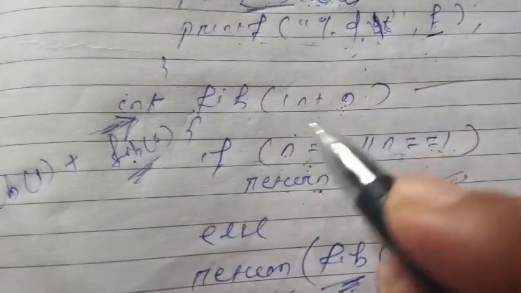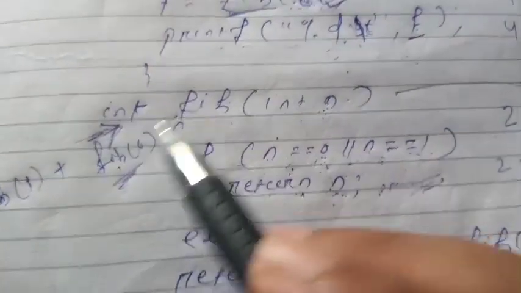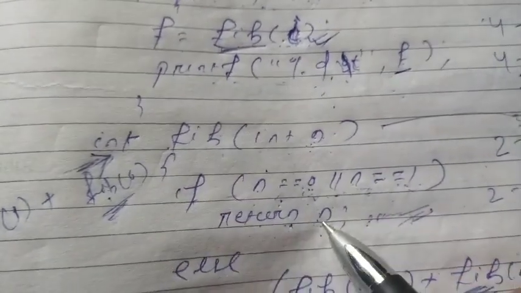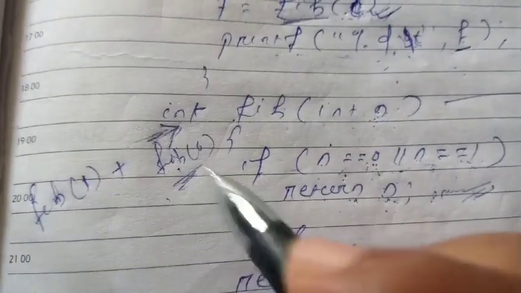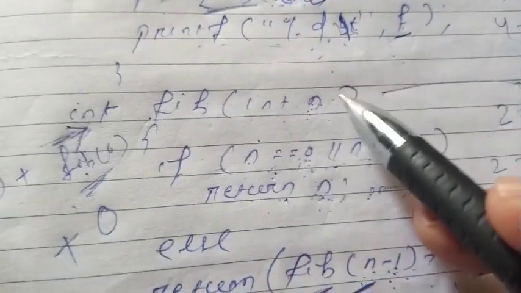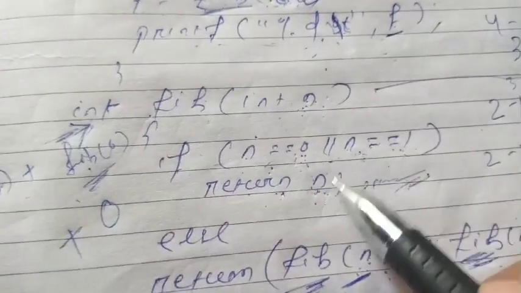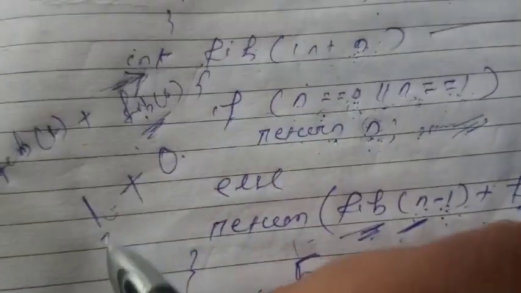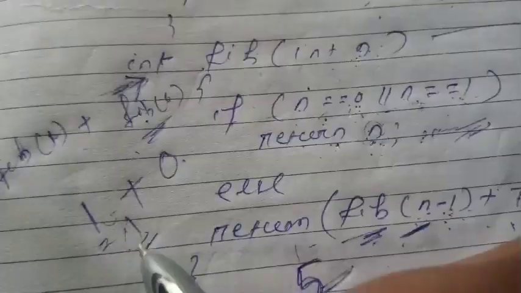So fib of 0 will return 0, we know. So when n value is 0, fib 0 means we are calling this function. So n value is 0. So when n value is 0, it returns 0. 0 plus fib value is 1. Now n value is 1. So when n value is 1, it will return 1. So 1 plus 0 is equal to 1. Okay.